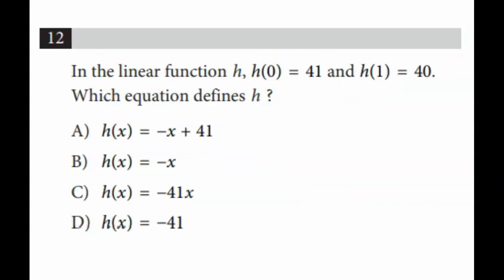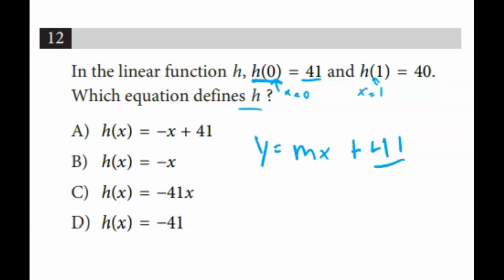All right, number 12. In the linear function h, when x is 0, it equals 41, and then when x is 1, it equals 40. And what I mean by whenever you see that, it means x is that value, so x is 0, x is 1. So which equation defines h? Okay, so what they're doing is they're giving us the y-intercept. So we know that when x equals 0, y equals 41. So that's the y-intercept. We're going to try to get a y equals mx plus b, but we know b is the y-intercept, and so that's why that's 41.